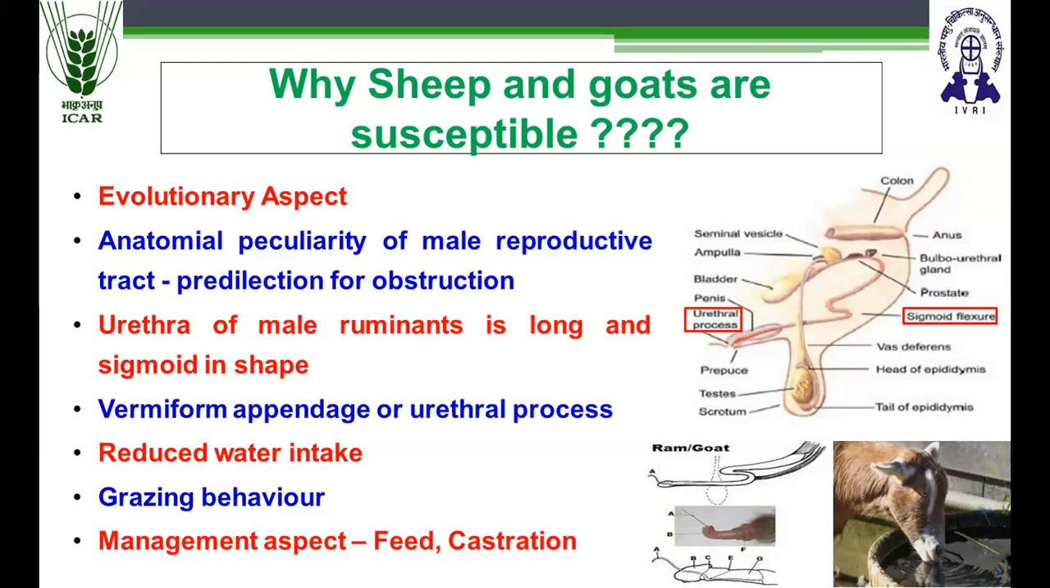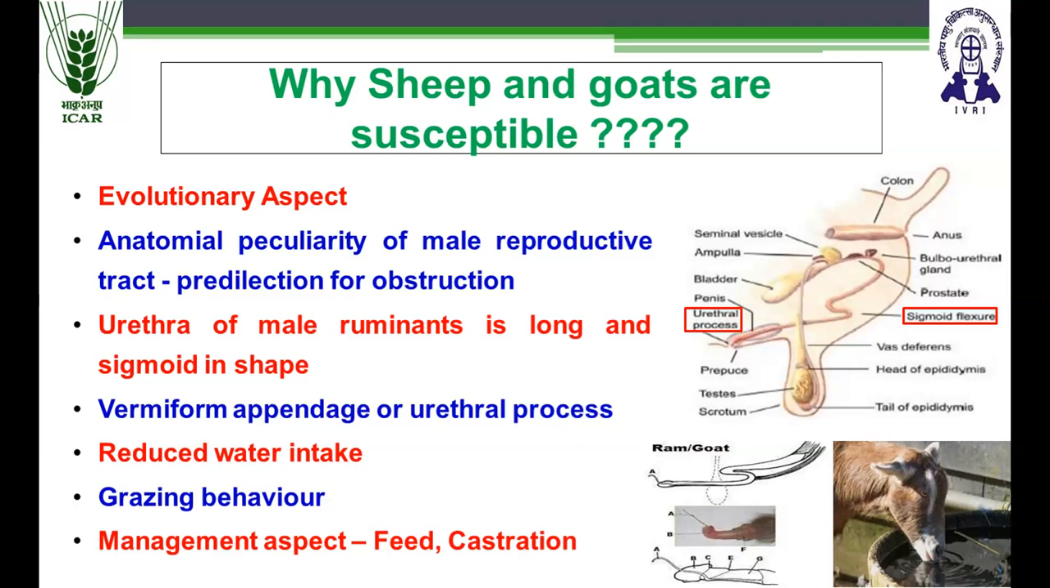As far as the management aspect is concerned, there are two aspects. One is, see, if we keep a bowl of water in front of a dog or cat, it will lick. But evolutionarily, the goat is reluctant to take water by its own compared to other species. This is noticed in this particular species. So reduced water intake by evolution is noticed in sheep and goat.